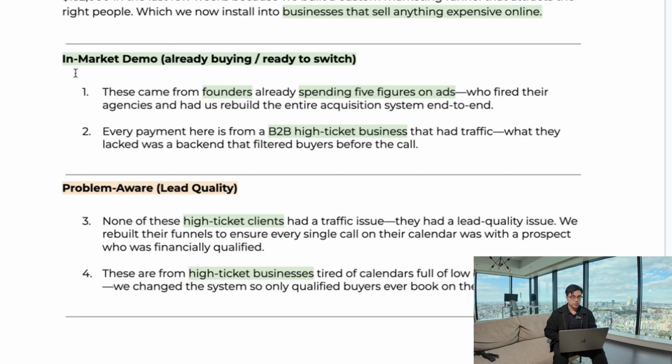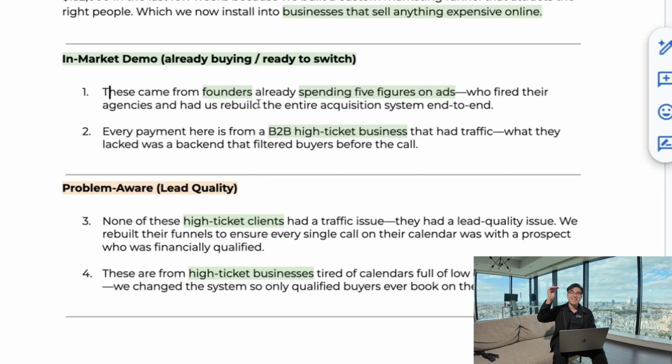Okay, so let's first analyze in-market demo. So I say 9K, 9K, 9K, 9K, 9K, right? So that's the visual hook. Then it goes to the bridge. These came from founders, qualification, already spending 5 figures on ads, direct qualification, who fired their agencies and had us rebuild their entire acquisition system end-to-end.